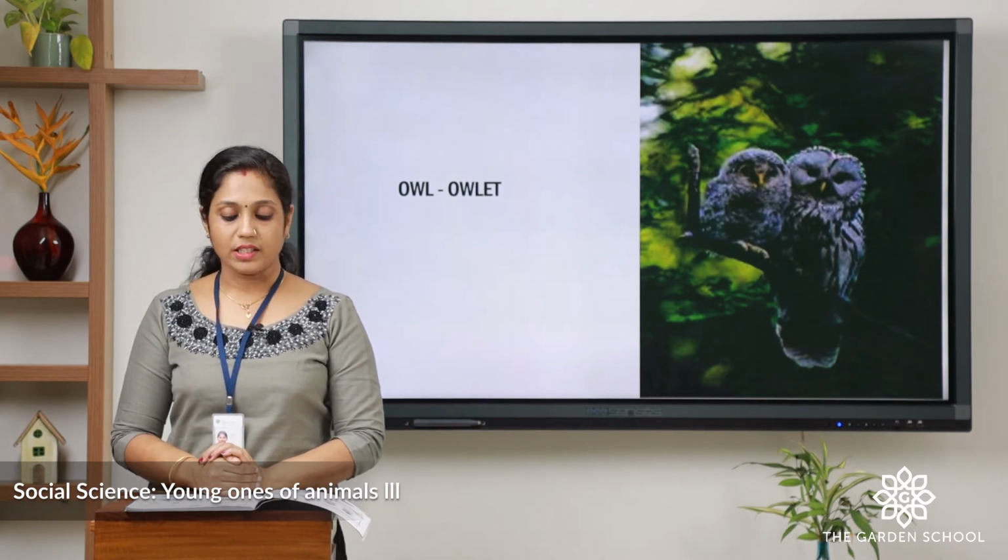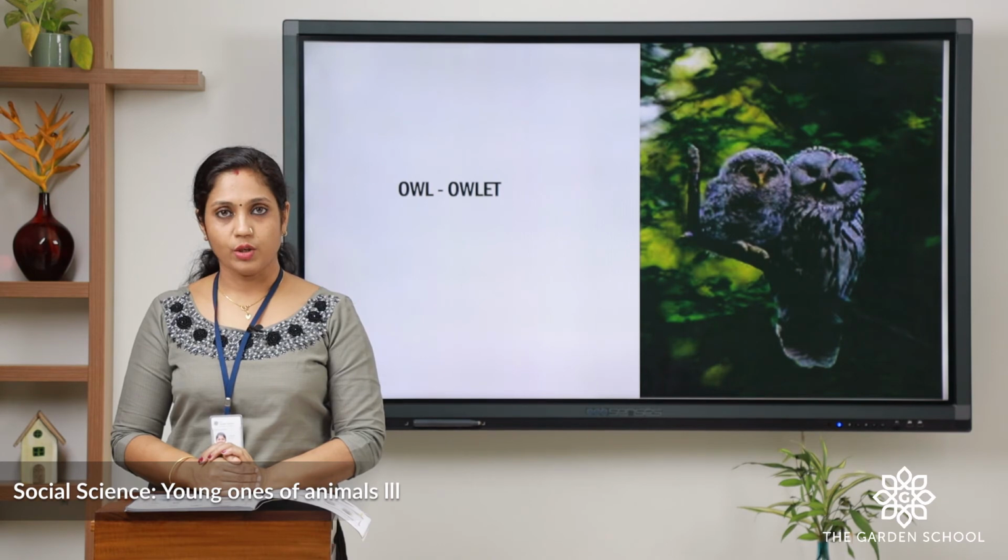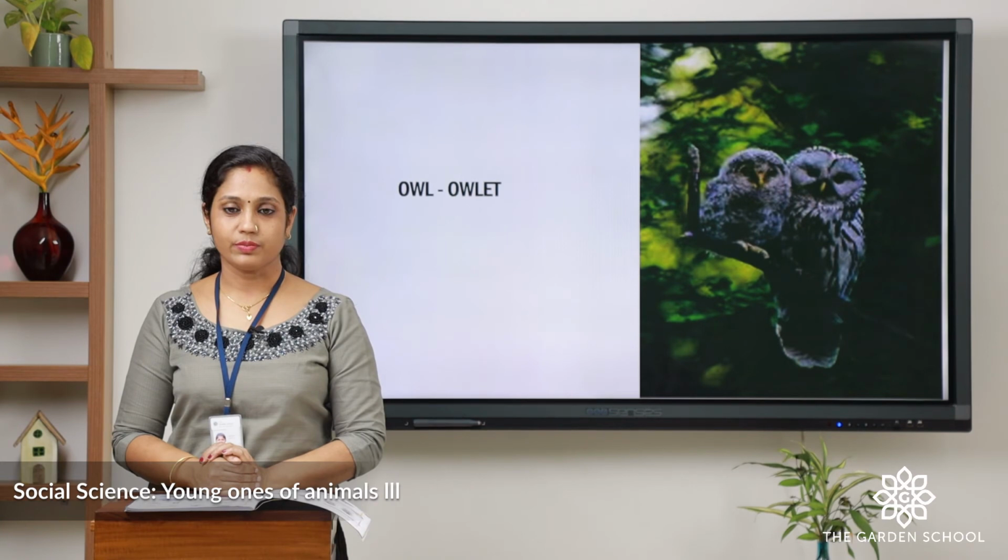So, ducklings. The young one of a duck is called a duckling. So, match the ducklings to duck. You can write the number 1 in the place of duck. Next, kitten. Kitten is the young one of a cat. So, just write 2 in the place of cat.